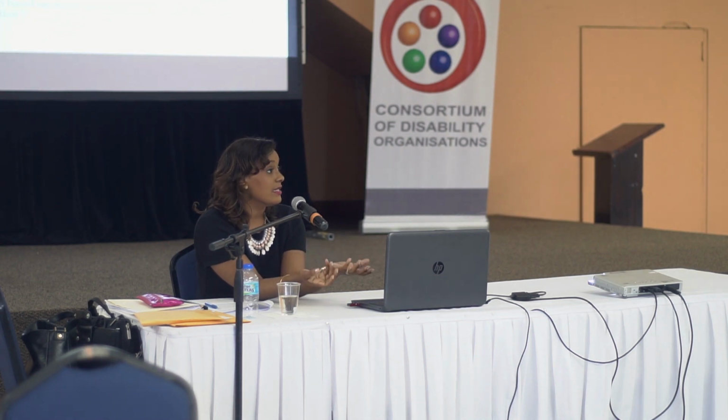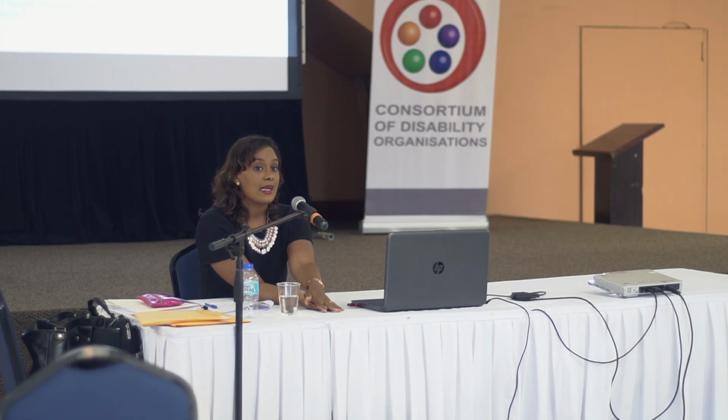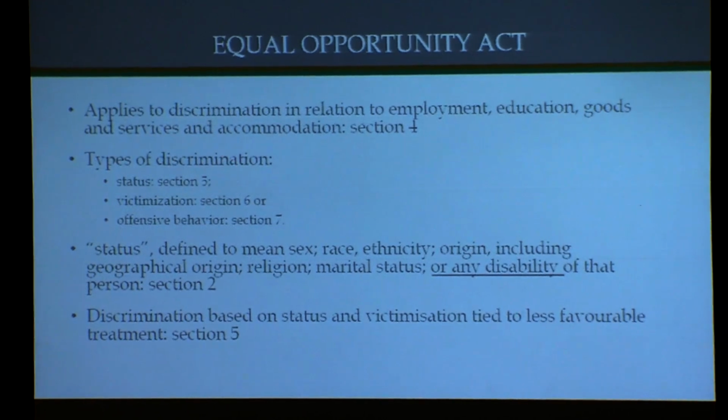But if you look at it, you will see that we do have something to work with, because the Equal Opportunity Act is the only piece of legislation on our statute books that actually outlaws discrimination on the basis of a disability, right? So it says that you can't, and if you look at what it applies to: employment, education, the provision of goods and services, and the provision of accommodation. Once you are experiencing discrimination in those areas and you qualify under the grounds of status, which is what the Equal Opportunity Act deals with, then you should be able to get redress. But I don't think that that is happening.